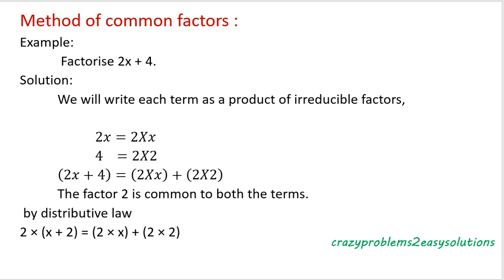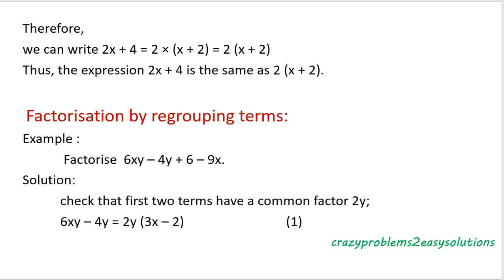So 2 into x we can write, and 4 is not a prime number, so we write it in primes: 2 into 2 equals 4. Then 2x plus 4 equals 2 into x plus 2 into 2. In this, 2 is common to both terms. So by the distributive law, 2 into x plus 2 equals 2 into 2 plus 2 into x. So we write 2 outside. Therefore 2x plus 4 equals 2 into x plus 2.